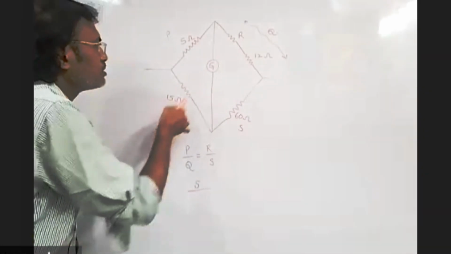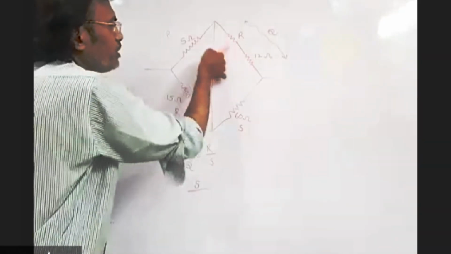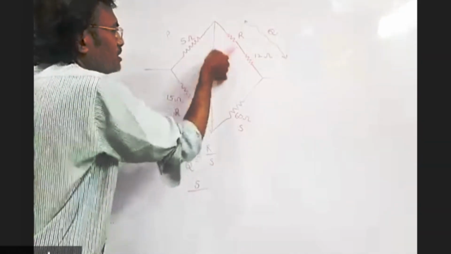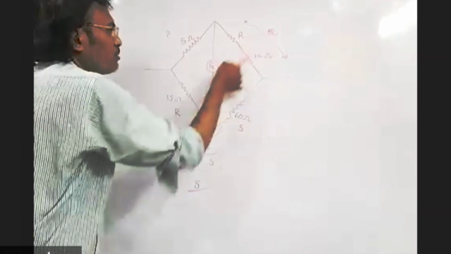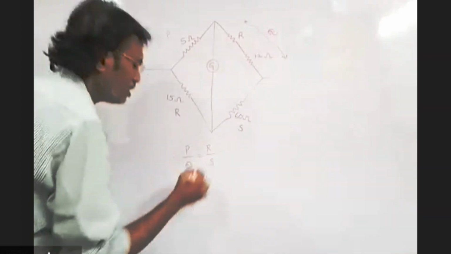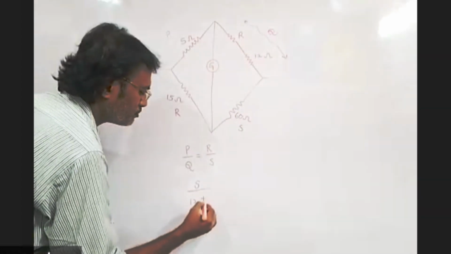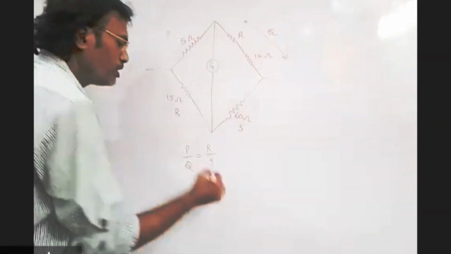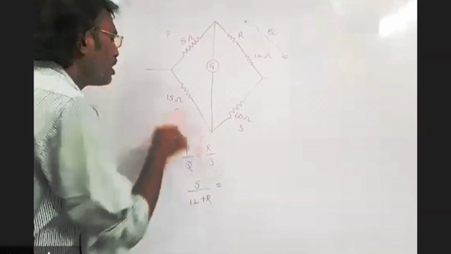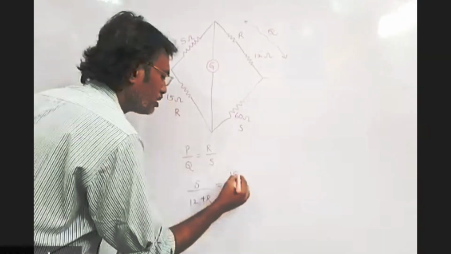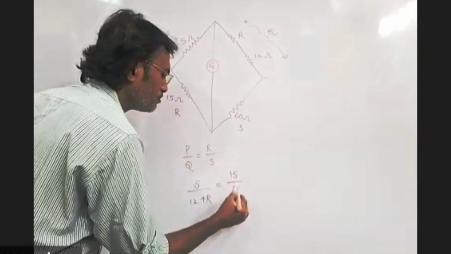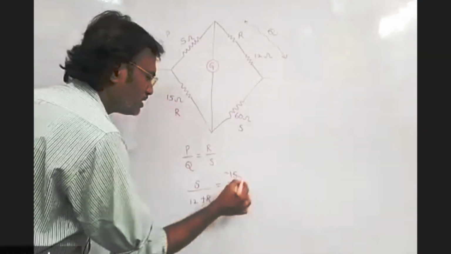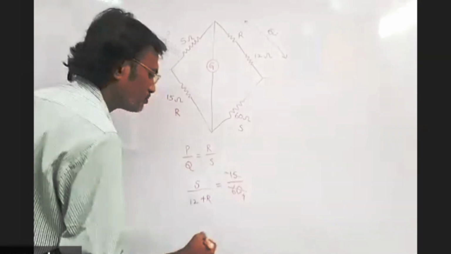Q is nothing but these two in series combination. 12 ohm and R both are in series. So Q is nothing but we need to add these two resistors, 12 plus R. Why? Because these two are in series combination, equal to R 15, S 60. 15 ones are 15, fours are 60.